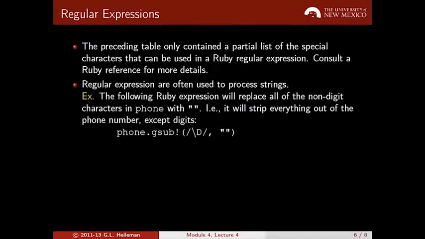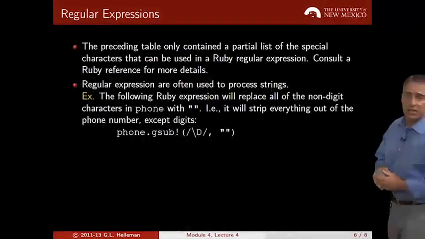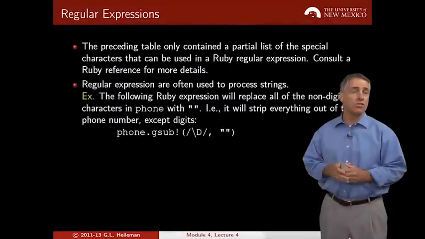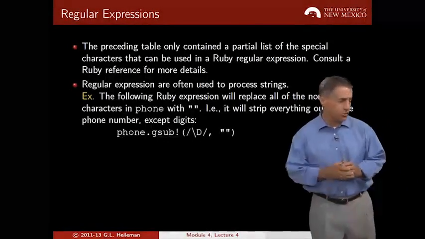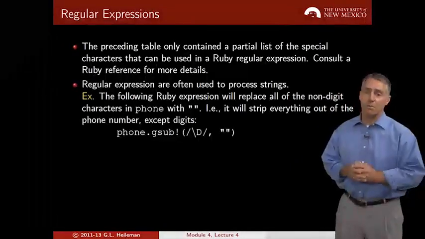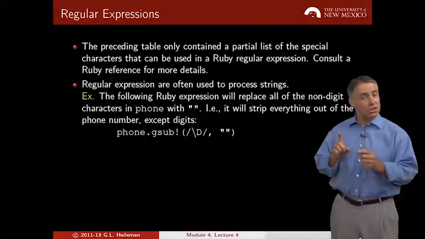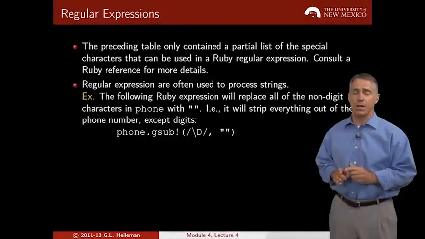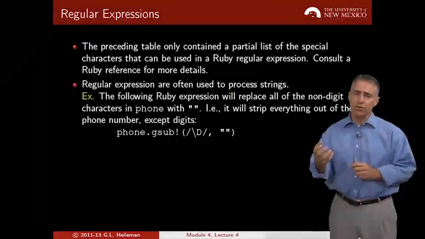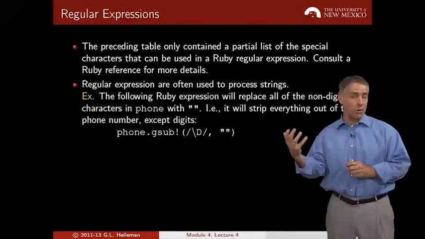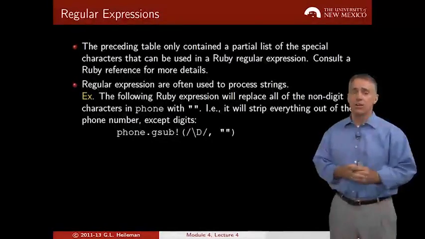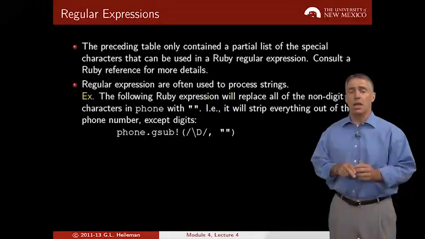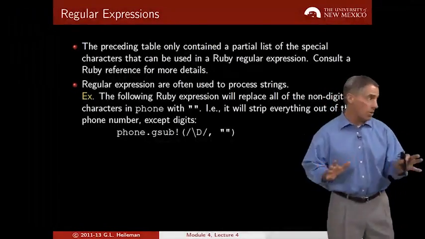But here's a common example of how you might want to use regular expressions in a Rails application. Here I'm assuming that phone is a string. And gsub is a method that you can apply to strings. Because I'm using the exclamation or bang version of gsub, it means it's going to change the string that I apply it to. What gsub does is it takes the first argument, matches it against the string, the phone number in this case, and replaces it with the second argument. And what I've supplied as the second argument is an empty string. It's just a double quote followed by another double quote with nothing in between.